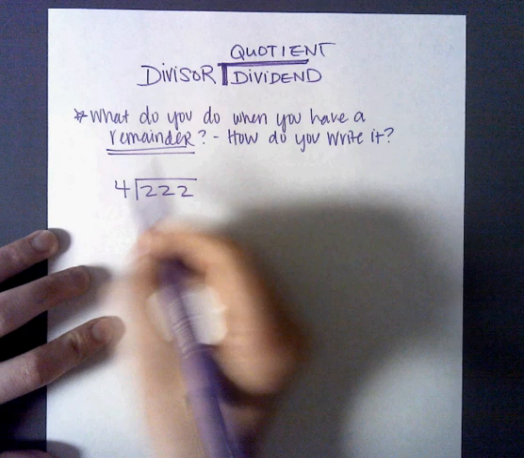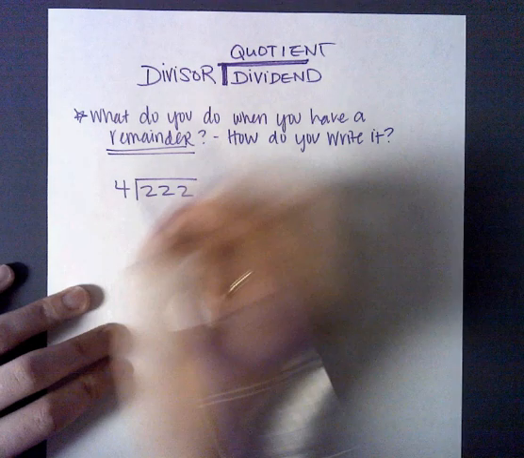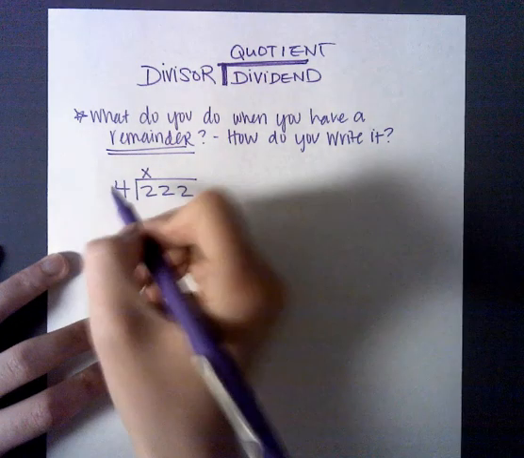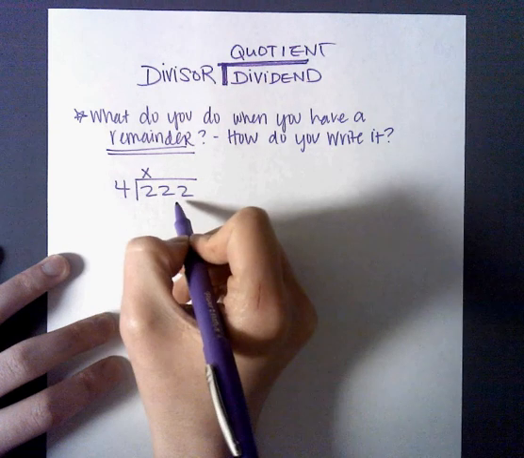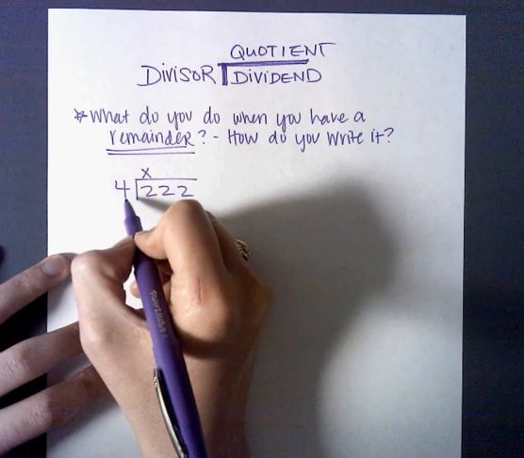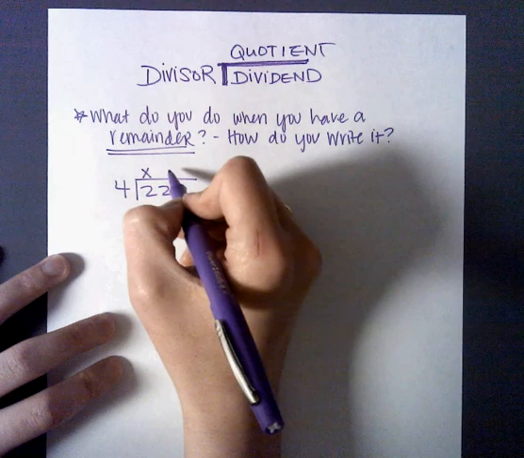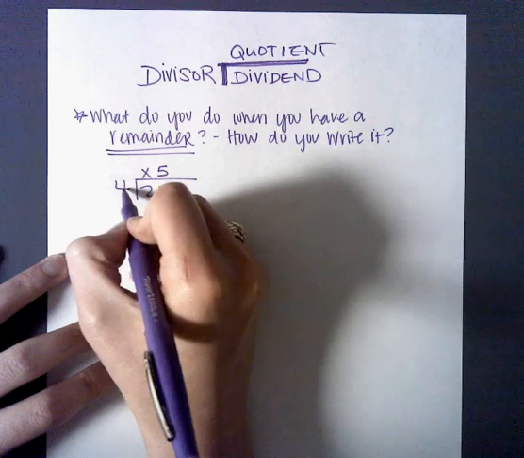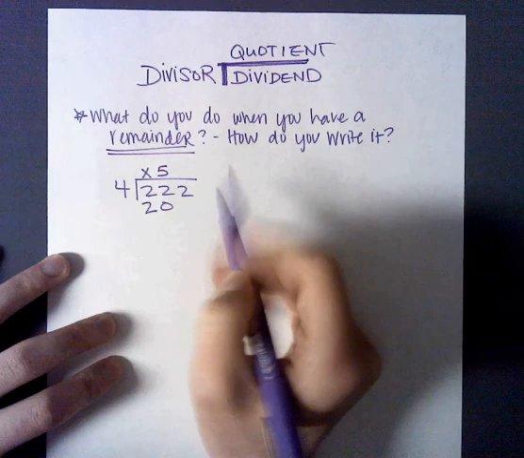Okay, so I need to ask myself, how many times does 4 go into 2? Okay, it can't go in there, so I'm going to put my X as usual. And then I'm going to ask myself, how many times does 4 go into 22, the total number? So if you hopefully know your multiplication table, you'll know that 5 goes in there. So 4 times 5 will give me 20. And now I'm going to subtract.